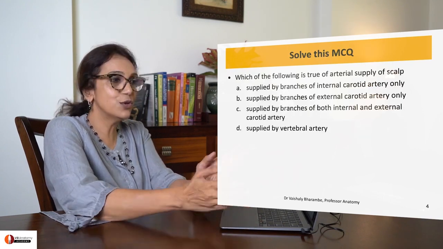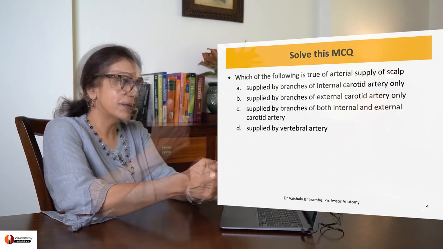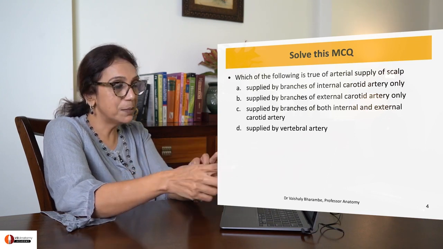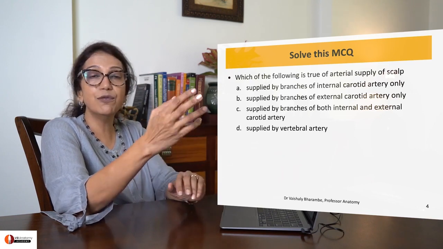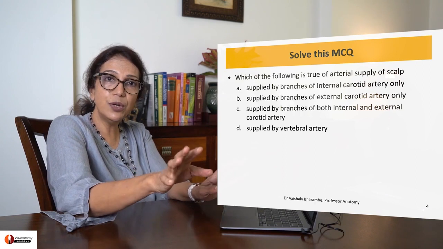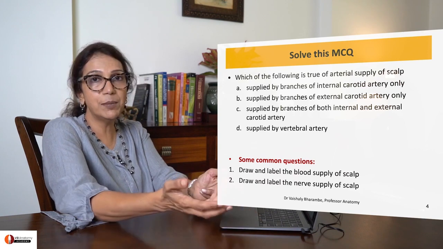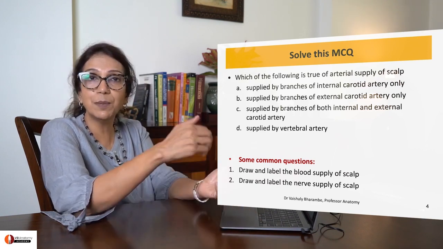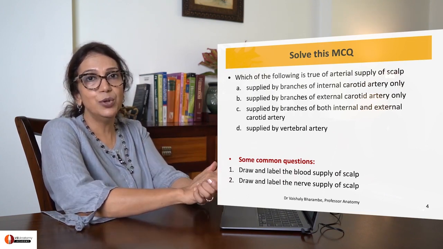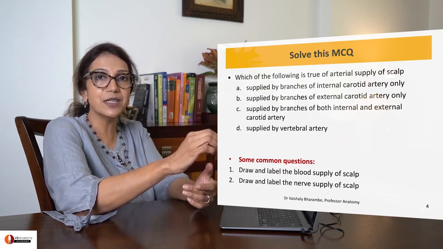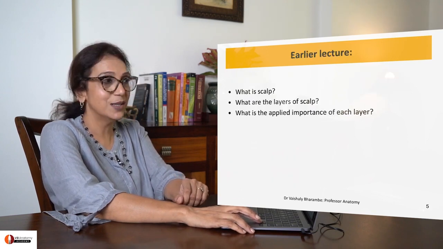Right, let's begin by trying to solve this MCQ. Which of the following is true of arterial supply of scalp? Supplied by branches of internal carotid, supplied by branches of external carotid, supplied by branches of vertebral artery, supplied by branches of both internal and external. Now I'm sure some of you know the answer, some of you don't. There are some other questions such as draw and label blood supply of scalp, draw and label nerve supply of scalp. For solving all of these, you have to have knowledge of scalp. You can't just have a general idea. You have to have knowledge. These are specific questions, right? So let's dive into this and get that knowledge, okay?